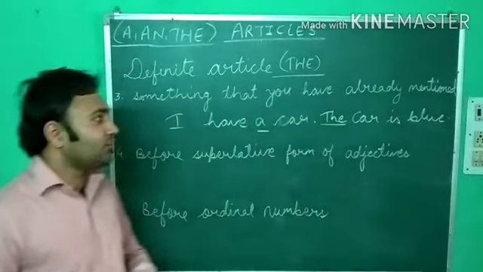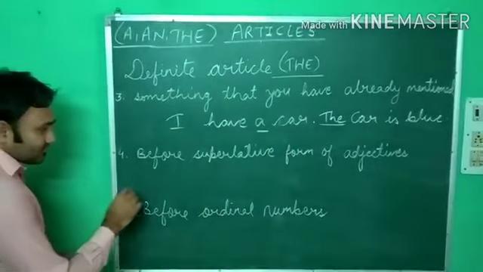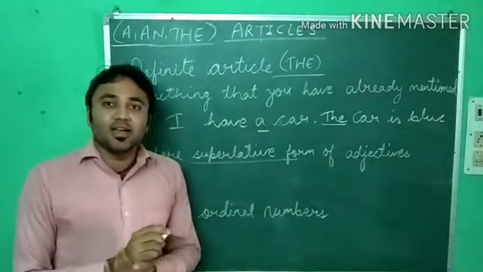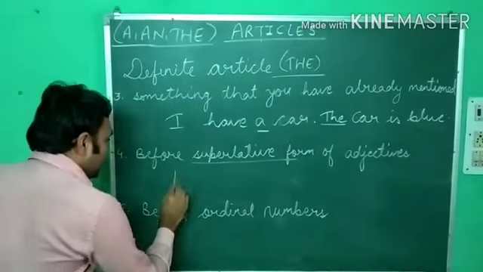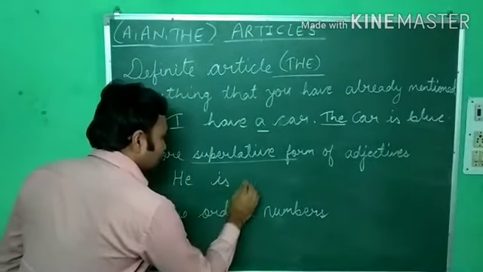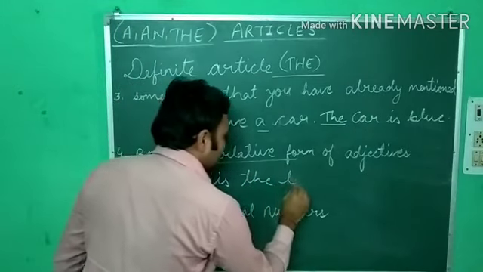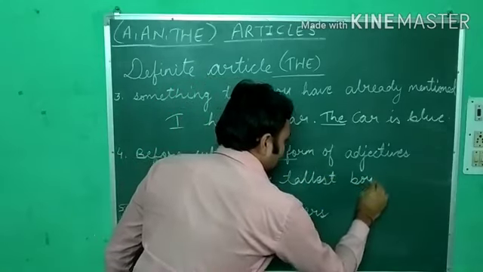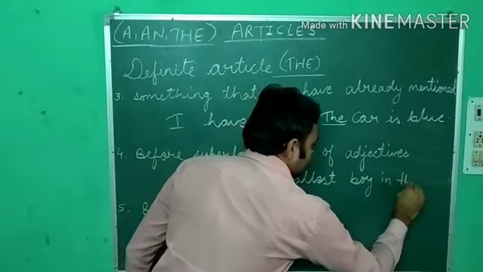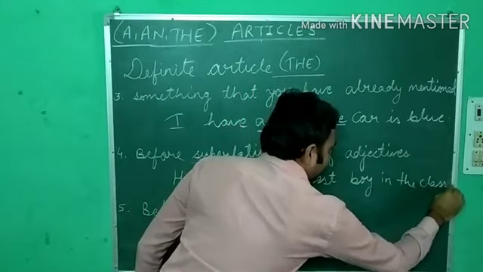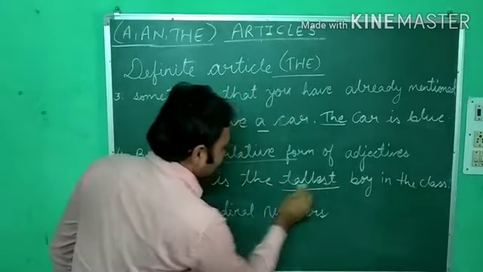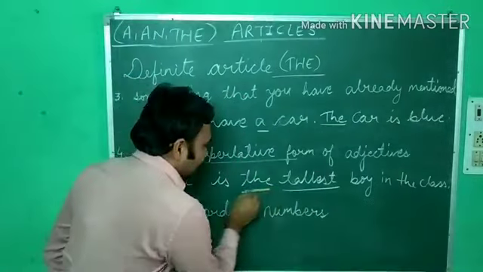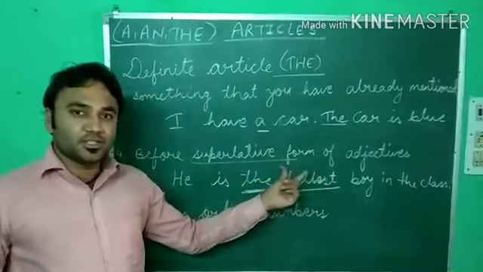The fourth rule of using article the is we have to use article the before superlative form of adjectives. For example, he is the tallest boy in the class. Here, tallest is the superlative form of adjective. Hence, we have used article the before the word tallest.